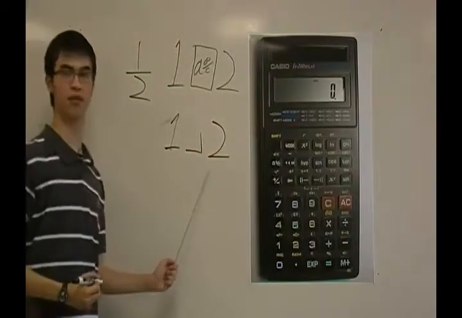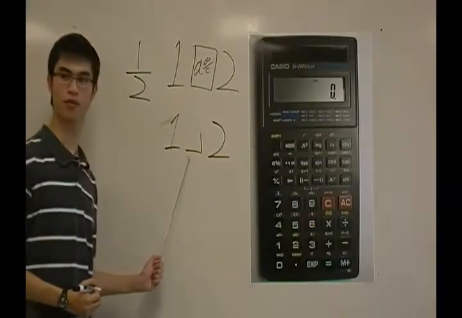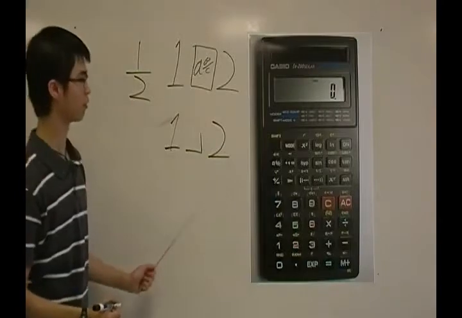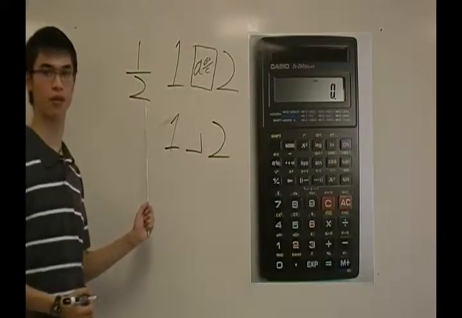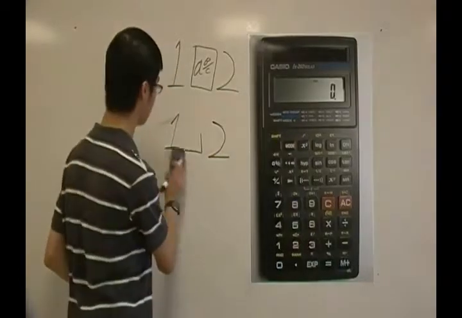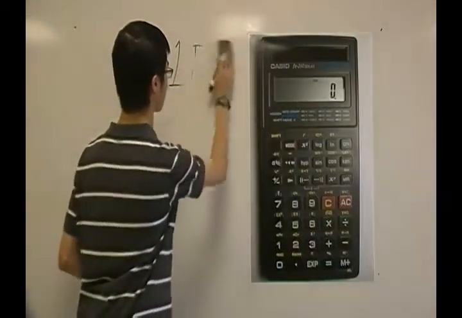What you'll see on the screen should look something like this. It should look like that on the screen, with a little half square in between the 1 and the 2. That is equivalent to that on the calculator. All right, let's move on to a mixed number.